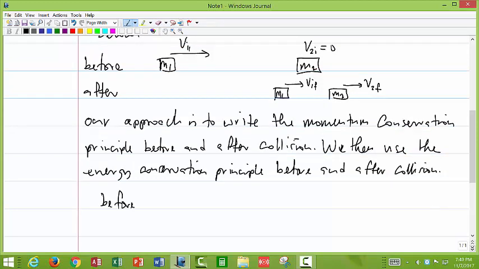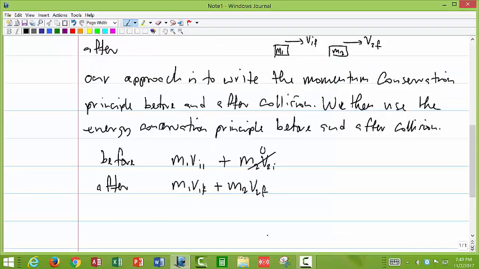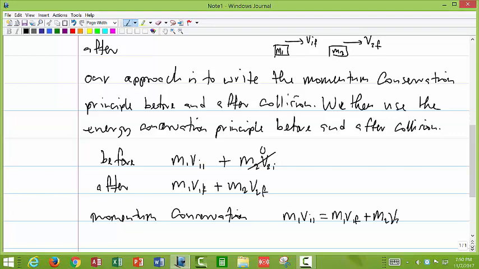So before, the momentum of object 1 is M1 V1 initial plus momentum of object 2, M2 V2 initial, which is 0. And then after the collision, momentum is M1 V1 final plus M2 V2 final. And by momentum conservation, M1 V1 initial is equal to M1 V1 final plus M2 V2 final.